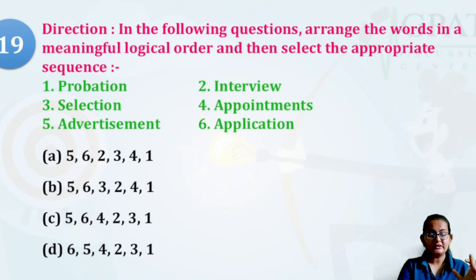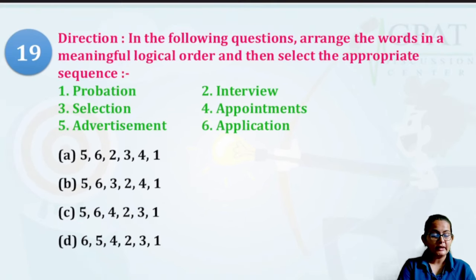Next is you have to arrange in the logical sense here. In the following question, arrange the words in the meaningful logical order and appropriate one. So probation, selection, advertisement, interview, appointment, and application. So first there is advertisement. So 5 would be 1. So option D is gone because it started with 6. Because first advertisement will come. After advertisement is coming, then application will start.